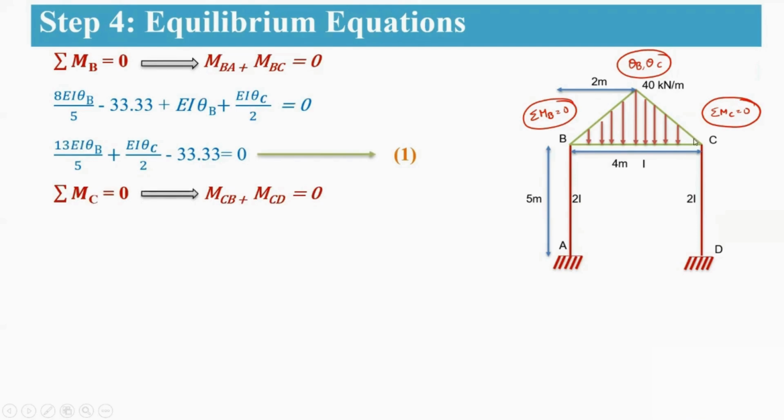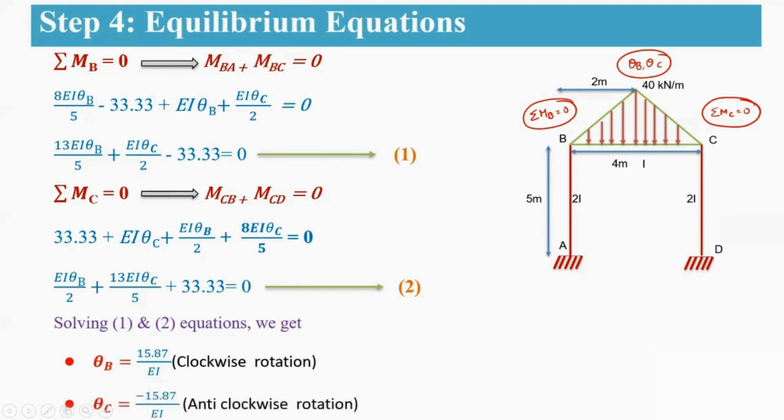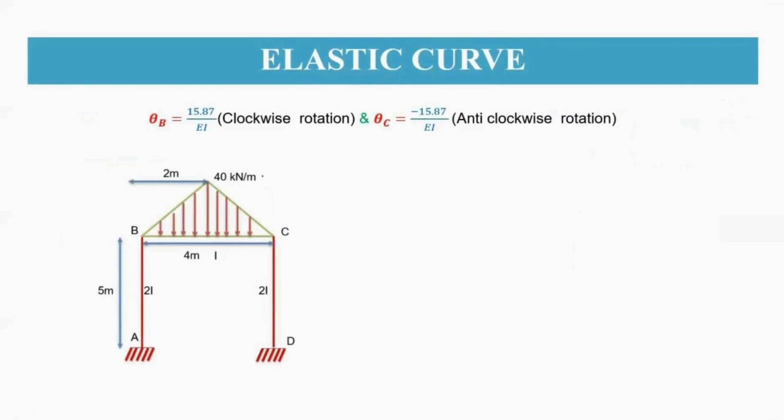Similar way, next one is sigma MC equal to 0. That means MCB plus MCD will be equal to 0. By simplifying this, you are going to get this equation. So this is your second equation. So now solving these two equations for the unknowns theta B and theta C, you are going to get theta B is equal to a positive value, whereas theta C is equal to a negative value. Theta B is positive means clockwise rotation, theta C negative means it is in anti-clockwise direction. We will draw the elastic curve for this.